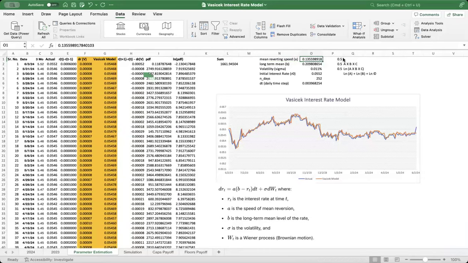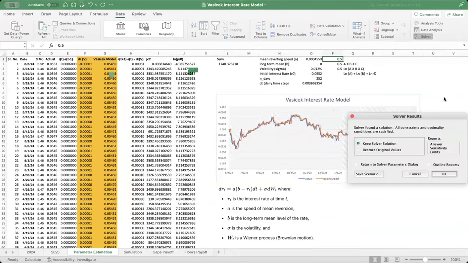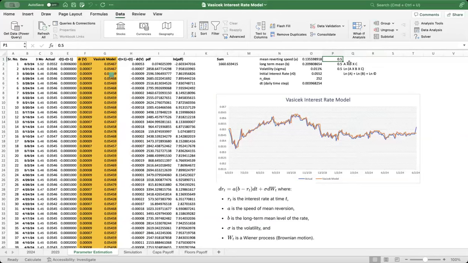I just took some arbitrary number for a, b, and sigma, and then I used this solver and set this L2 to maximize this value to 0, by changing these three variables. Assuming these three variables are 0.5, just say solve. That's it. So that's how you will get the values of a, b, and sigma in your model.